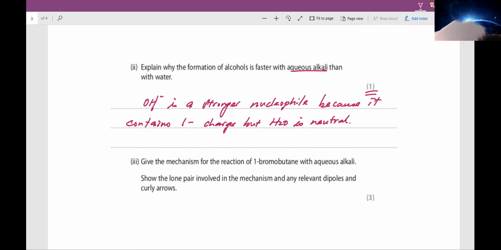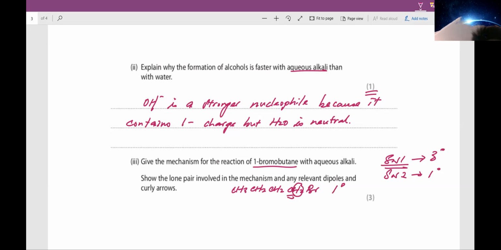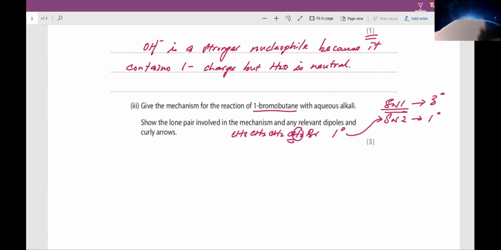Okay, I'll give the mechanism for 1-bromobutane. You can draw it out like that. So do you still remember SN1, SN2? SN1 is more likely to happen if the halogenoalkane is tertiary. But SN2 favors the primary halogenoalkane. So when you look at this one, it contains 2 hydrogens, so it's a primary halogenoalkane, which favors SN2. I hope you still remember what SN2 is.